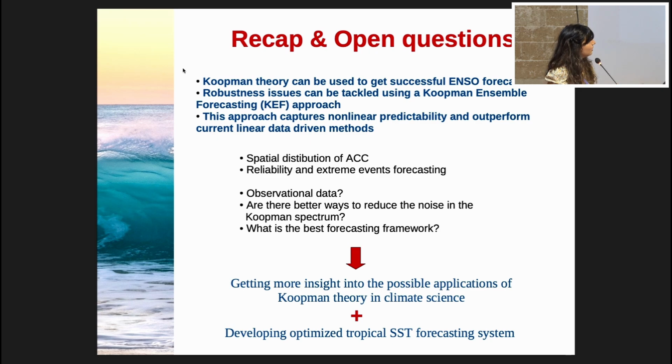But there are a lot of open questions, like what happens if we start applying this to observational data, in which we have non-stationary dynamics and also much more noise. And also, are there better ways to reduce the noise in the Koopman operator spectrum? And overall, what is the best forecasting framework that we can use if we want to get better forecasts?